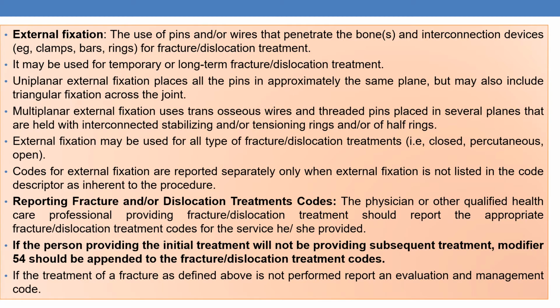Uniplanar external fixation places all pins in approximately the same plane, hence the name uniplanar, that is one plane, but may also include triangular fixation across the joint. Now coming to multiplanar external fixation, it uses transosseous wires and threaded pins placed in several planes that are held with interconnected stabilizing or tensioning rings and or half rings.